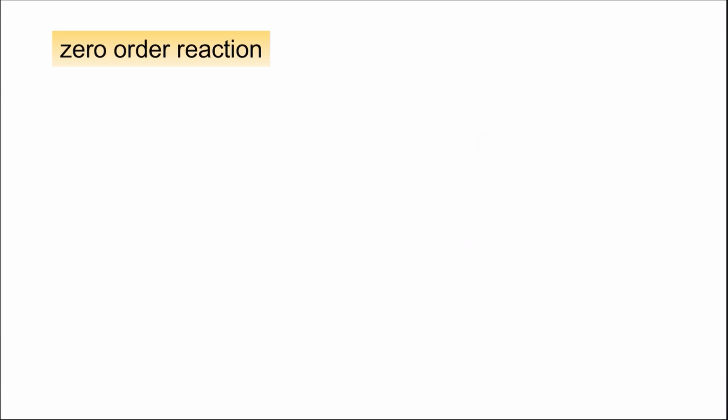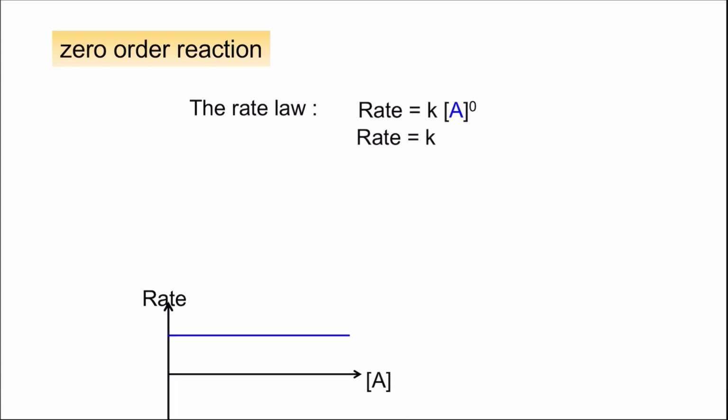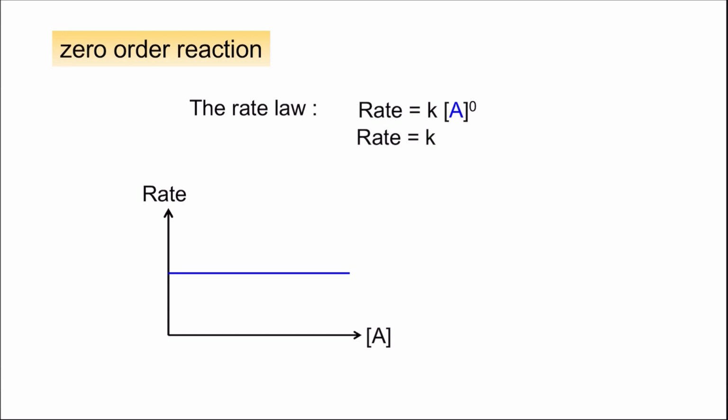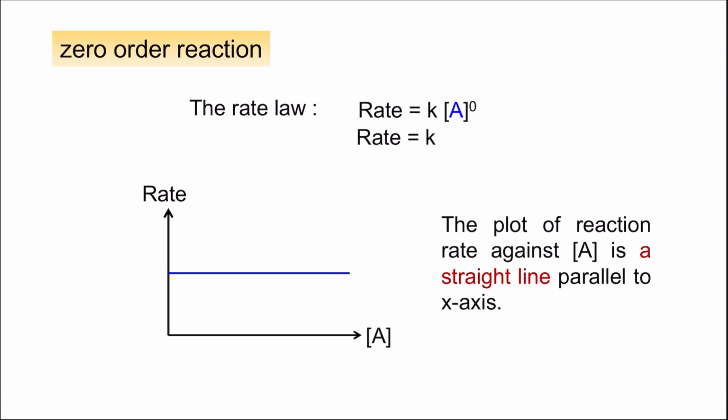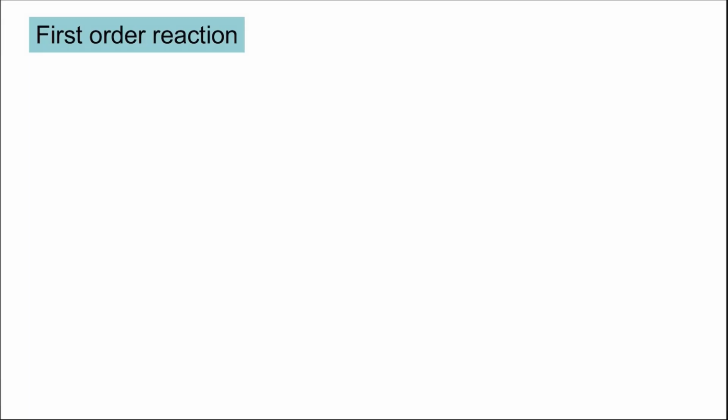So untuk tentukan graph for zero order reaction, graph yang kita akan draw adalah rate versus concentration A. Dan untuk zero order reaction, dia hanya dapat parallel straight line to x-axis, sebab nilai dia akan sentiasa constant. So this is the plot of reaction rate against concentration A untuk zero order reaction. Wajib hafal.